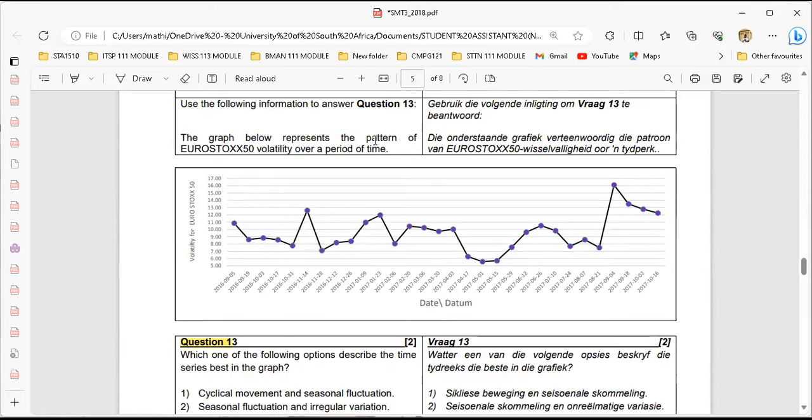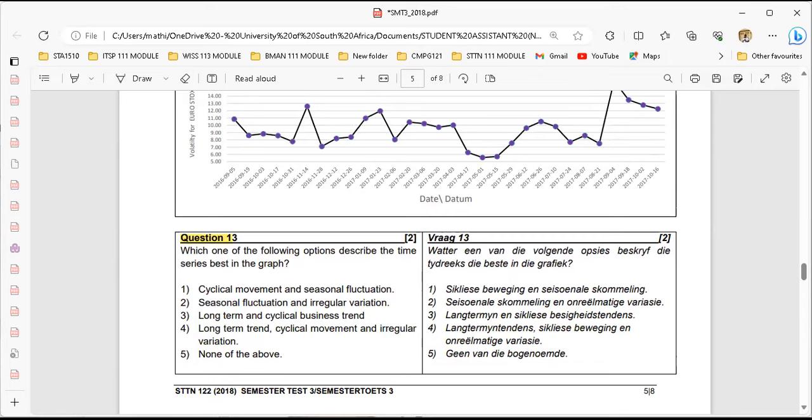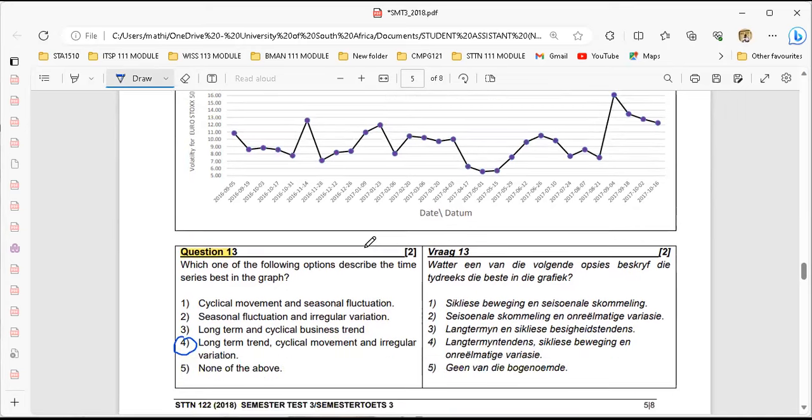Now they say use the following information to answer question 13. The graph below represents the pattern of Euro Stoxx 50 volatility over a period of time, from 2016 to 2017. Obviously, according to the explanation, the long-term trend is there, cyclical movement is there, and irregular variation is there, just by looking at this graph. So our answer will be option 4, because it cannot be based on the business, by looking at this pattern.